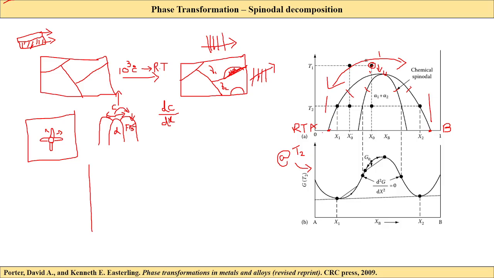So I'm going to discuss why these things are happening. So I draw the free energy versus composition diagram for temperature T2 for this phase diagram. Now you can see we have one point here and another point here.